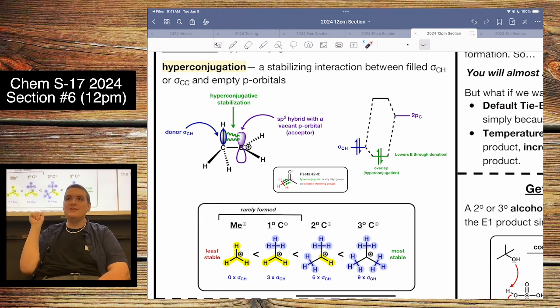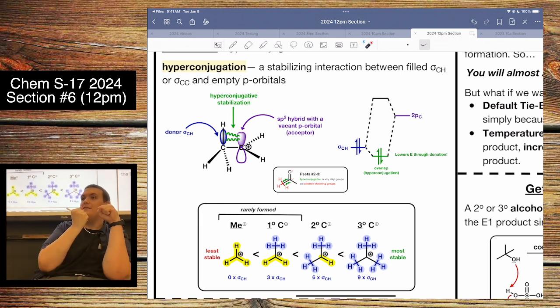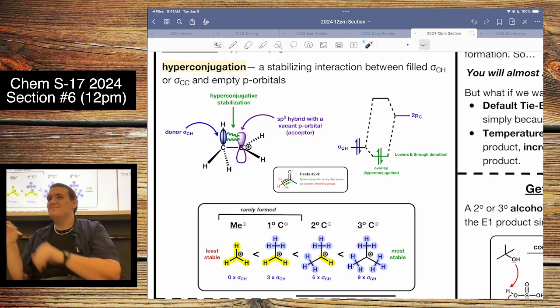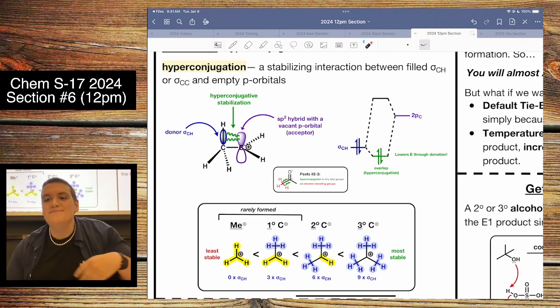I think about hyperconjugation as the exact opposite of induction. Induction was kind of pulling electrons away from something. This is kind of leaning electrons towards it.